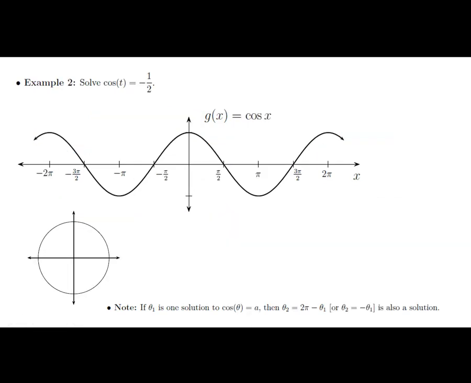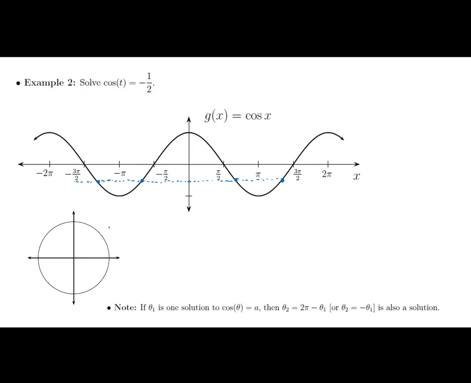So let's now take a look at an equation that involves the cosine function. So we're looking at the cosine of t equals -1/2. So like we did in the last problem, let's find -1/2 on the graph of cosine. So we can see we should have a solution here and a solution here, and one right here, and one right here.